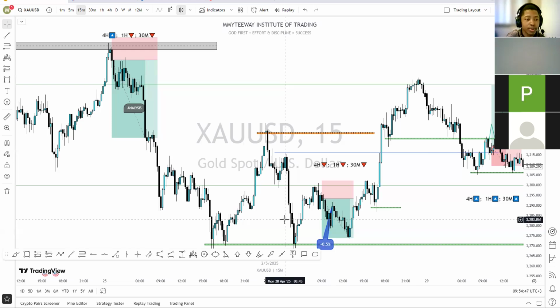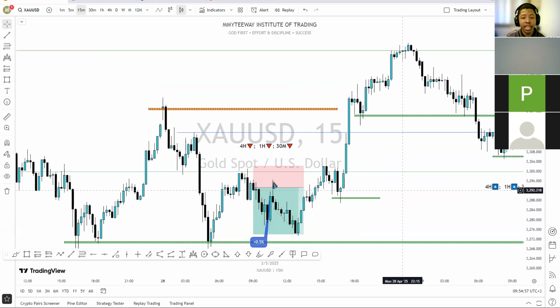What does this look like? A pin bar. Yes, we have a pin bar, right? We have a pin bar. We have more of a cross candle right here.